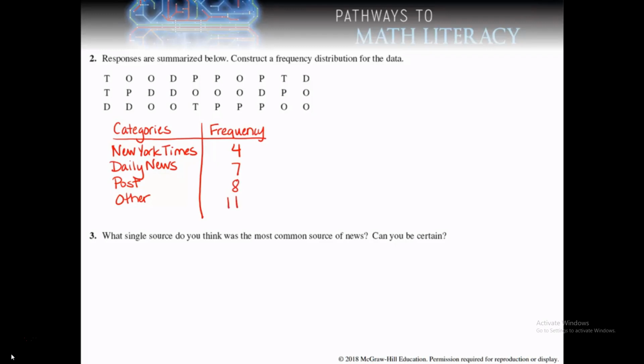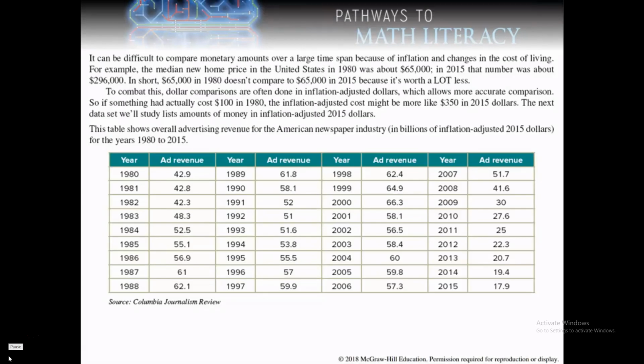In 3, what single source do you think was the most common source of news? Well, that would be the post. Of the 3 that were listed separately, it had the most. And if there were another source in the other category that had 8 or more, it probably would have been listed out separately. Here we're using this data on overall advertising revenue for the American newspaper industry.